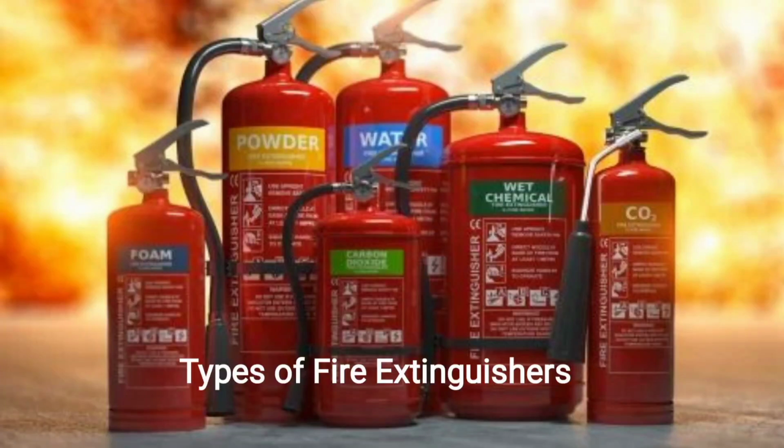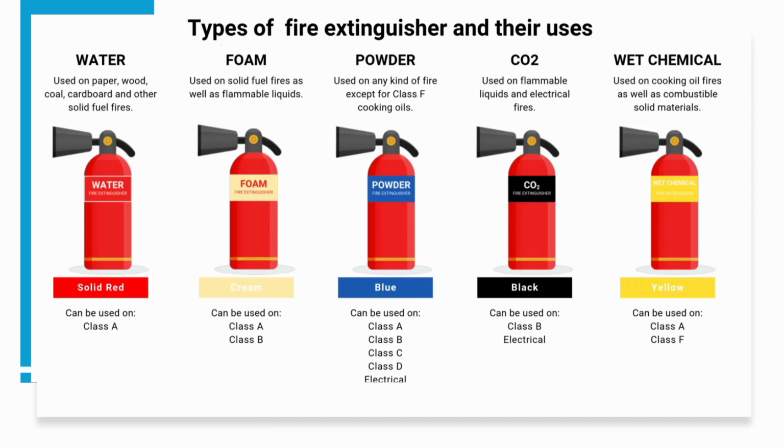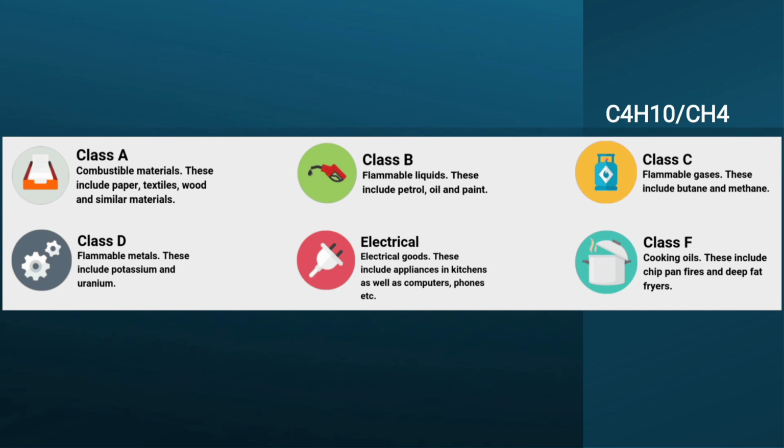Hello guys, in this video we are going to discuss the different types of fire extinguishers. First of all, we will see the different classes of fires, for which we have to use the specific type of fire extinguisher. So class A, class B, class C and class D, and class E is electrical, and class F. These are the classes of the fires.